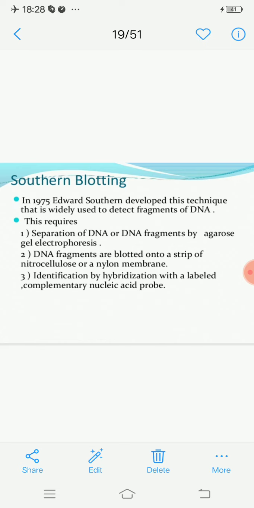Hybridization means you have to add the probe which is radioactively or fluorescently labeled. What is a probe? A probe is nothing but a simple DNA sequence with a length of 10 to 10,000 bases, which must be complementary to your gene of interest. In this way the hybridization of the probe to your gene of interest is done, and you can see the autoradiogram.